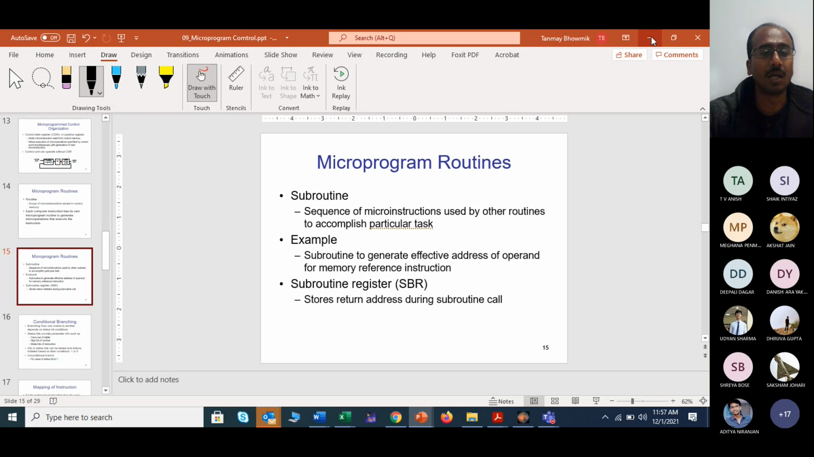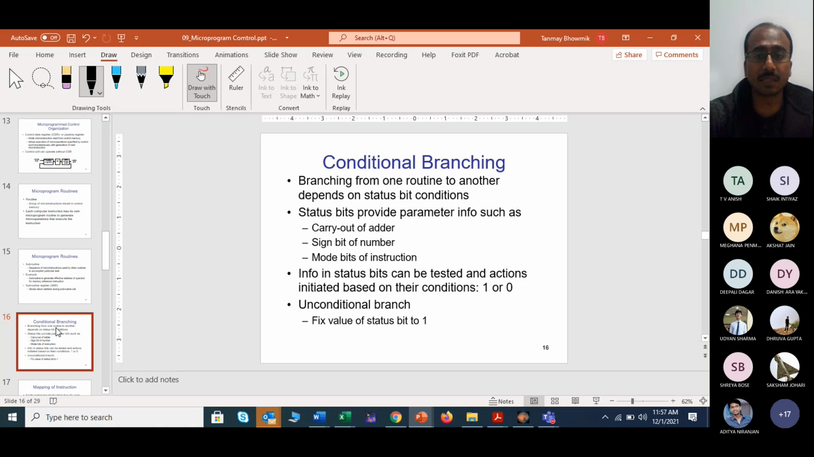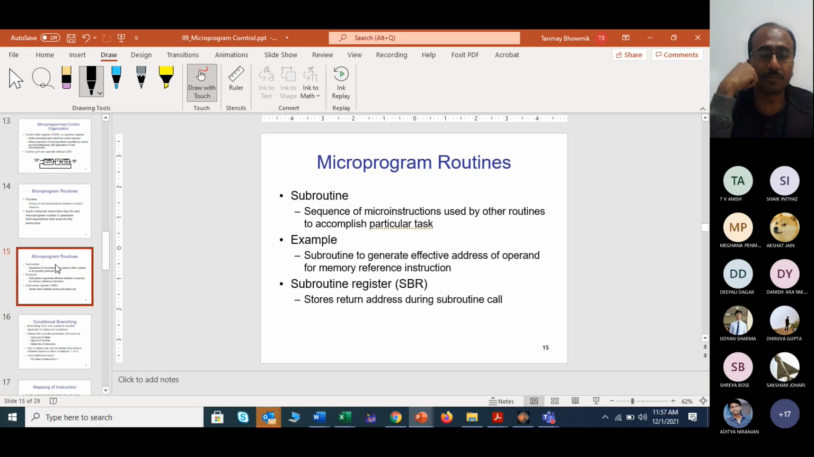Then the next thing, that is the controller, that is the conditional branching. So parallelly, if you again just repeat it down, some small type of questions can be discussed also from those parts, like when you are using this subroutine and when you are using this routine, right? So if anyone gives you the instruction, like say this particular sentence has been given, that sequence of micro instruction used by other routines to accomplish particular task.